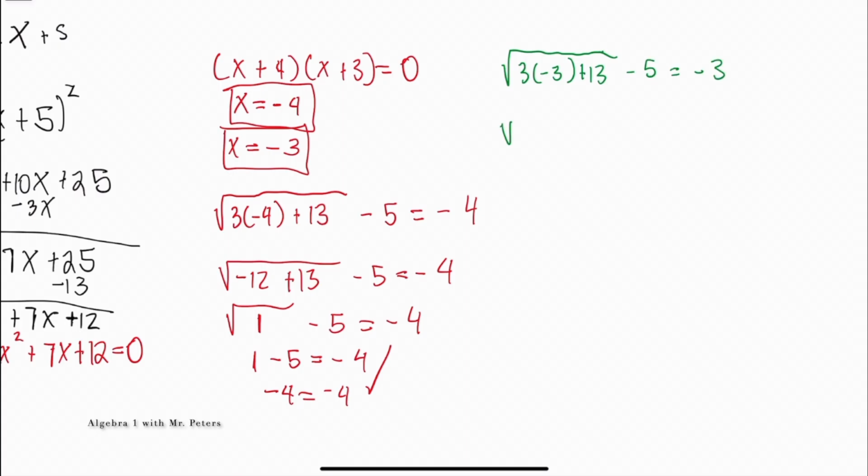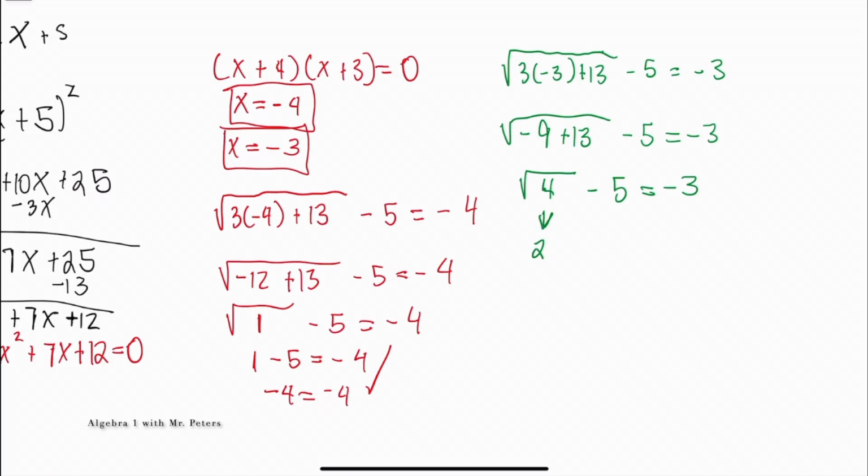So we'll repeat the process. We have -9 plus 13 minus 5 is equal to -3. So when we simplify this, -9 plus 13 gives us a +4. Rewrite the rest of the equation. Simplify the radical to its square root, 2 minus 5 is equal to -3. So we know -3 is equal to -3. So again, we do not have any extraneous solutions. Both of these answers work.